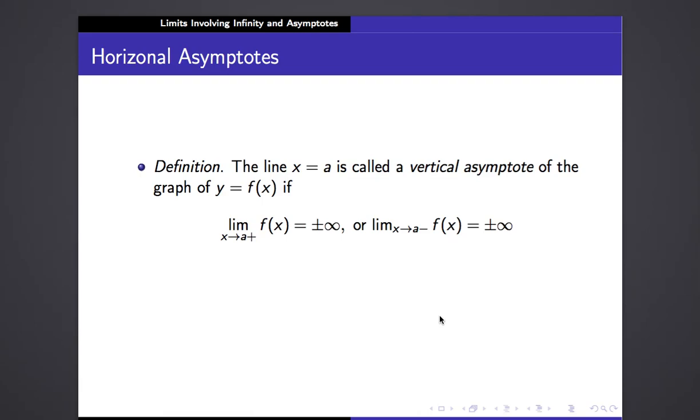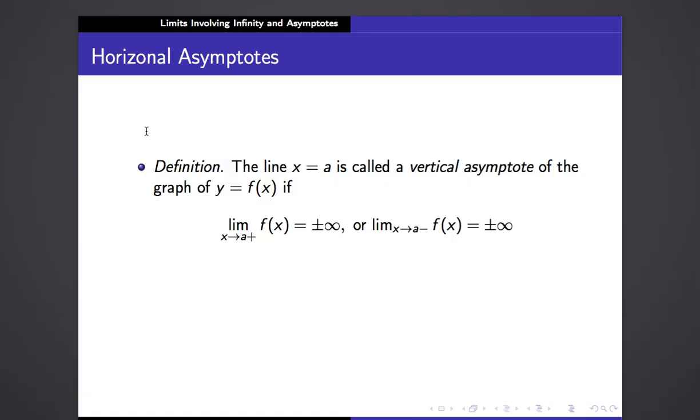First, a horizontal asymptote. So the line x equals a, as you can see, x equals a, that's what? A vertical line, right? Oh, yeah. I'm sorry. So actually, I'm supposed to talk about vertical asymptote. So the title is incorrect. Anyway, I want to talk about a vertical asymptote first.